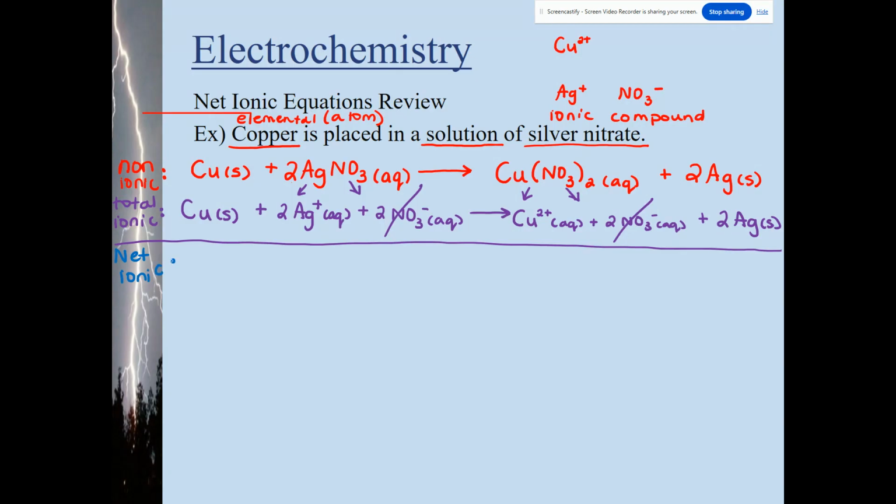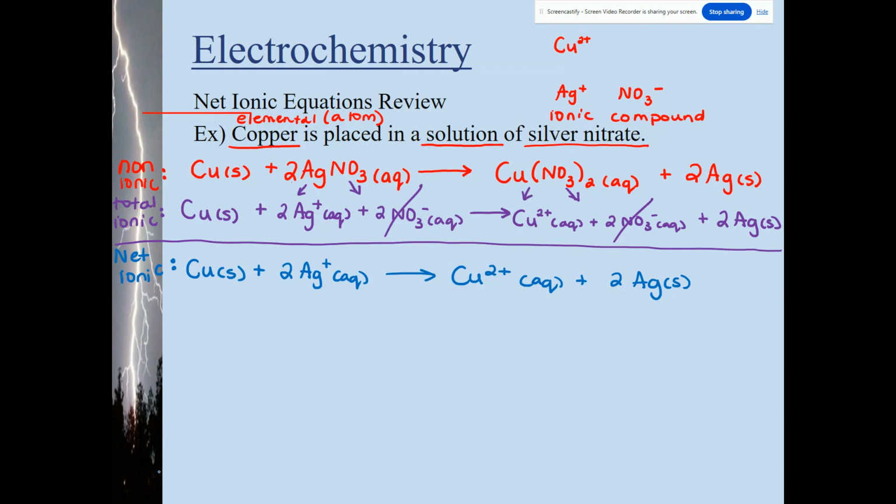So what we have left is copper solid, what we have left of the purple reaction. Copper solid plus 2 silver ions are becoming copper 2+ ions and 2 silver solid. So what's the purpose of a net ionic equation? It is to show the change that is happening.